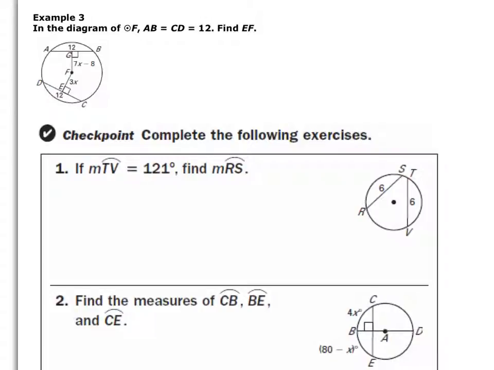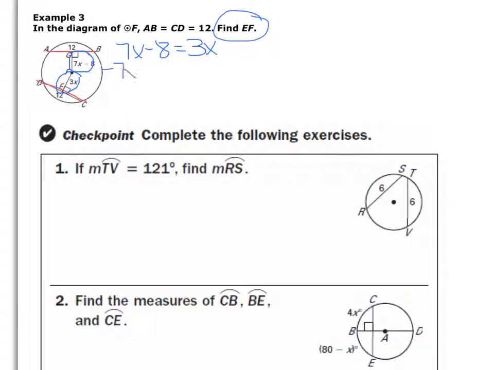All right, so let's put that to use. So in the diagram of circle F, it's telling you that AB right here is equal to CD. So since the chords are equal, we know that means those chords are equidistant to the center. So we have some expressions here sitting on the distances to the center. Well, we know that if they're congruent, then they're equal. So we're going to set those expressions equal to each other because we need to find the length of EF.